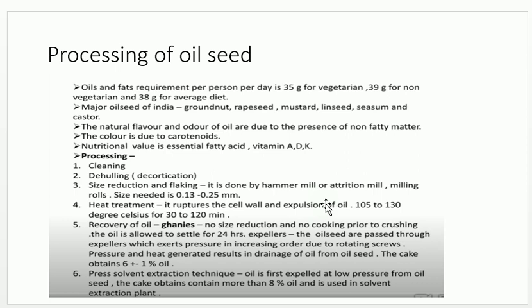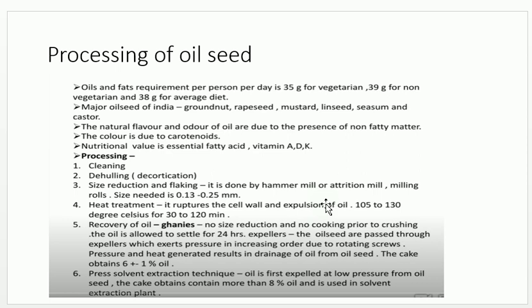The natural flavor and odor of oil are due to the presence of non-fatty matter. There are two types of acid: one is non-fatty acid and another is fatty acid. The function of fatty acid is that whenever we are fasting, our tissue requires energy, and we get that energy from fatty acid. The function of non-fatty acid is to reduce bad cholesterol, increase good cholesterol, and control blood sugar.